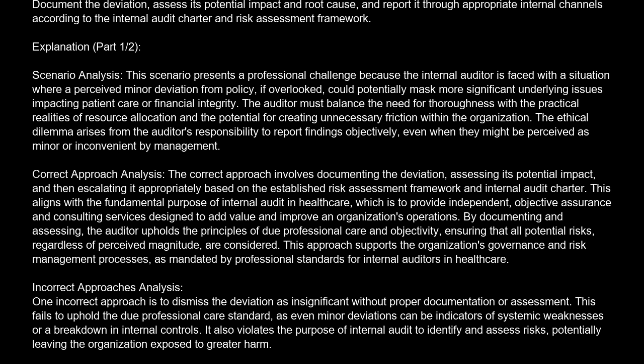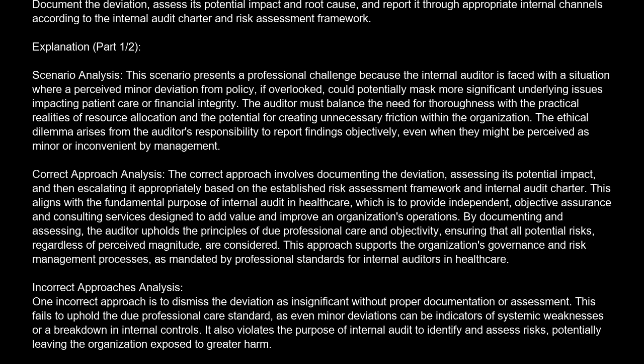By documenting and assessing, the auditor upholds the principles of due professional care and objectivity, ensuring that all potential risks, regardless of perceived magnitude, are considered. This approach supports the organization's governance and risk management processes, as mandated by professional standards for internal auditors in healthcare.